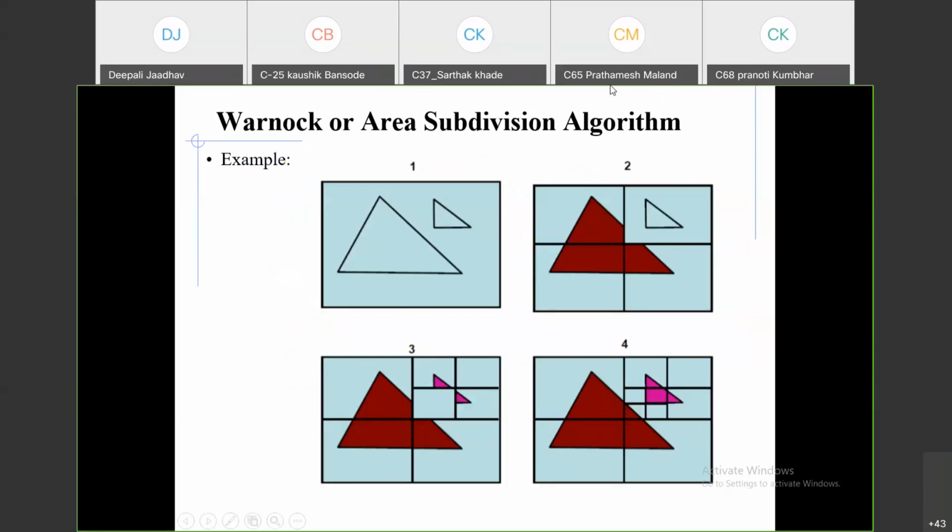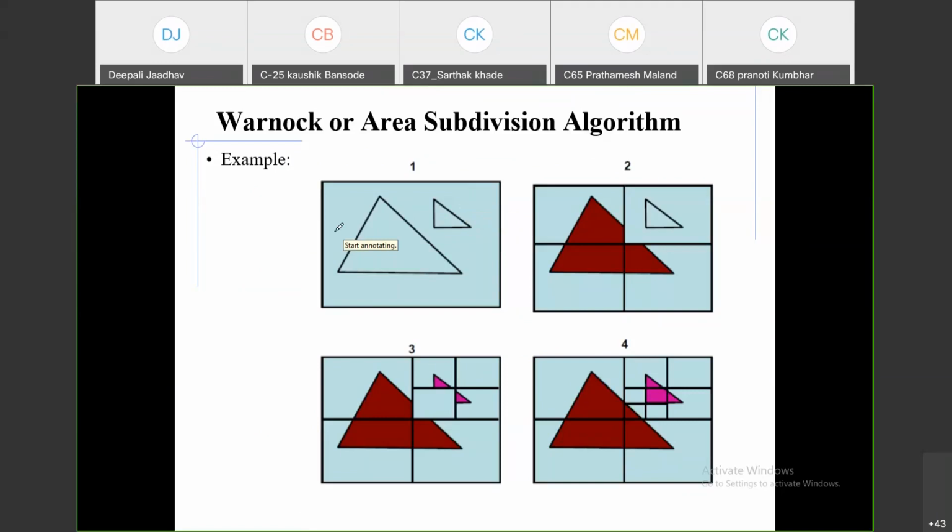We consider that there are 2 triangles with a blue background color. This triangle has the color red and this triangle has the pink color. First, all the area is filled with the background color. Now we know that these 2 triangles are there. We are going to see whether they are visible or not. Whichever part is visible, only the color of that part is displayed.